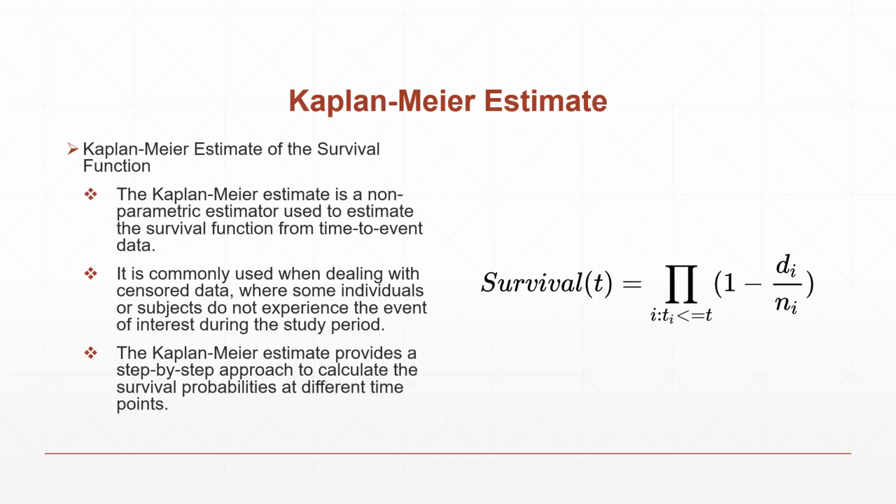The Kaplan-Meier estimate is a non-parametric estimator used to calculate the survival function from time-to-event data. It is particularly valuable when we have censored data, which means that some individuals in our study have not experienced the event of interest within the observation period. So how does the Kaplan-Meier estimate exactly work? Let me show you the steps in the next slide.